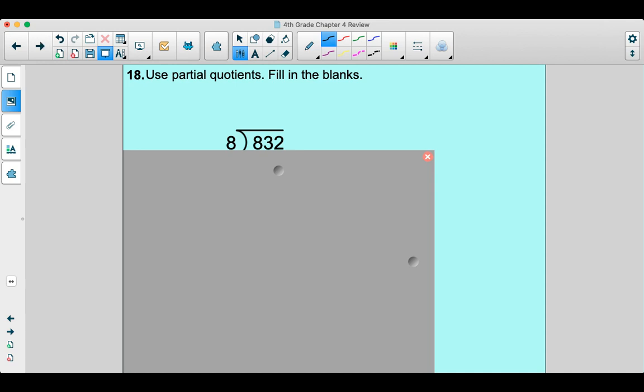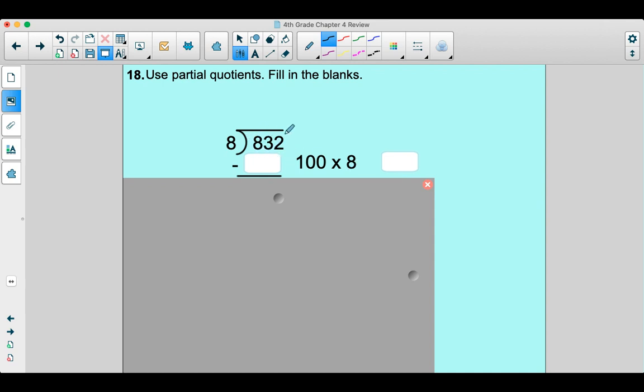So we've got 832 divided by 8. Up first, oh, I see. They've kind of set us up for success here. We're going to take a big old chunk out of 832. We're going to say, all right, we can take out 800 because that's friendly to divide by 8. So 100 times 8 is 800. So it's easy. You could just think about that basic fact.